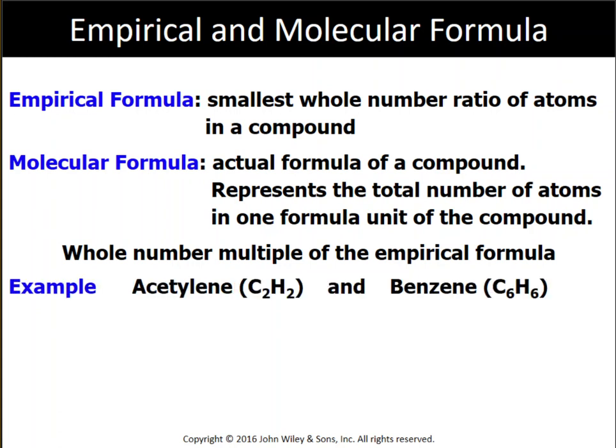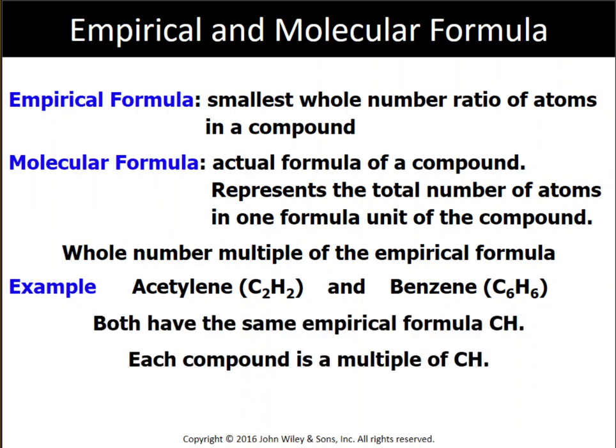For example, acetylene, C2H2, and benzene. These are two different compounds with two different physical and chemical properties. Now, these are the molecular formulas. C2H2 is the molecular formula of acetylene. C6H6 is the molecular formula of benzene. Now, the empirical formula of these both is CH. So the ratio between carbon and hydrogen is 1:1.